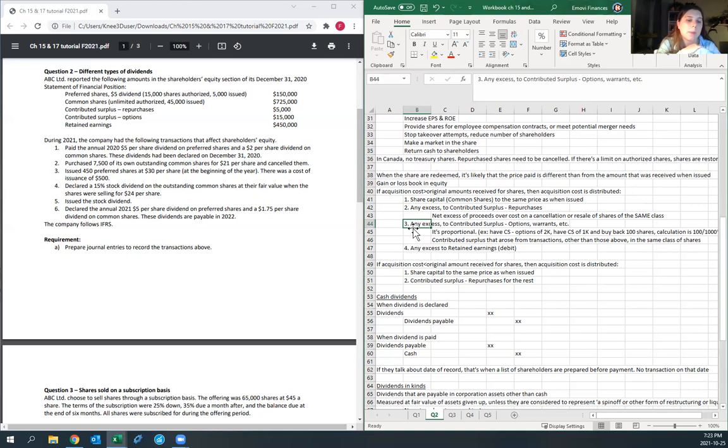So if you're buying back 200 shares, but you have 1,000 shares issued, then you're going to do 200 divided by 1,000 times whatever amount you have in that contributed surplus. And then once you put that account to zero, any excess debits the retained earnings. If you don't have contributed surplus repurchase, you go to the next one. And if you don't have contributed surplus, you go to the retained earnings.